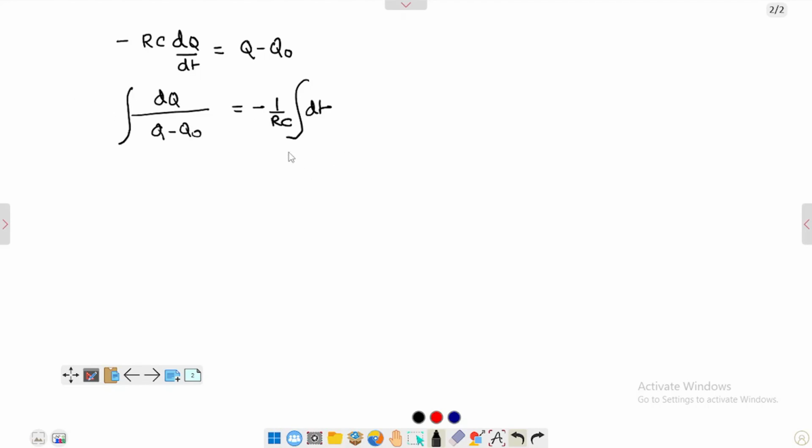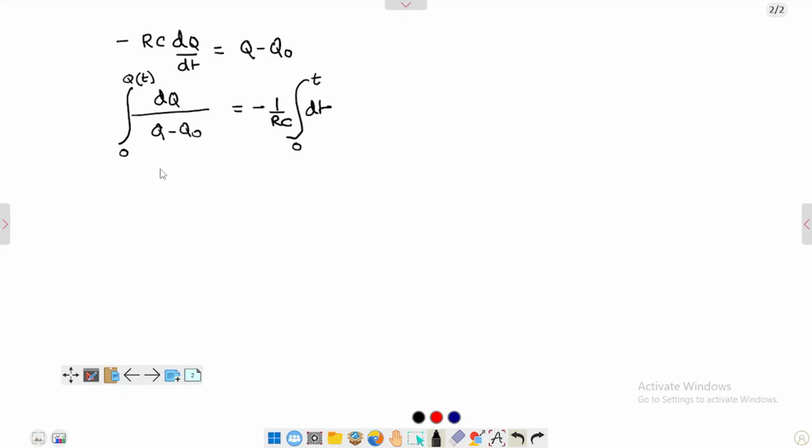And the limit of integration is very easy. We will say that the charge of the capacitor is 0 initially. So at time t equal to 0, the charge is 0. When I bring the time t at certain interval of time, your charge will be qt.